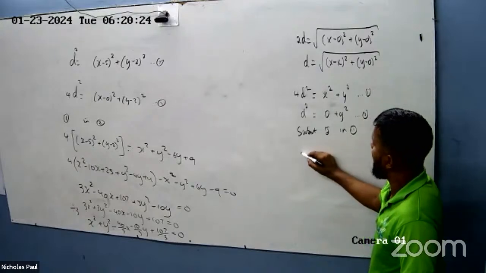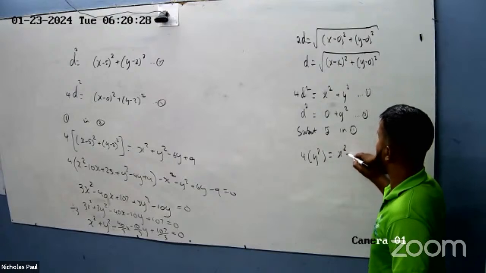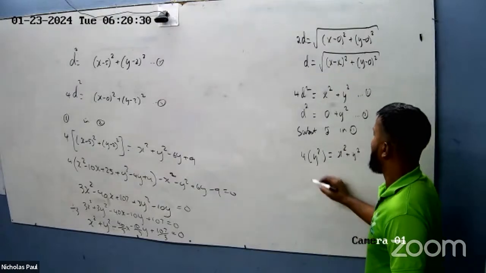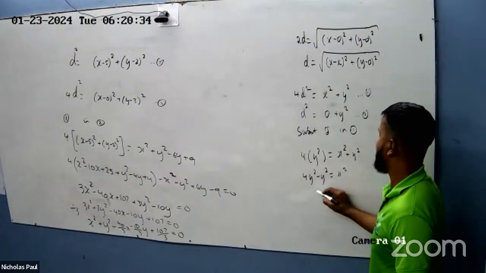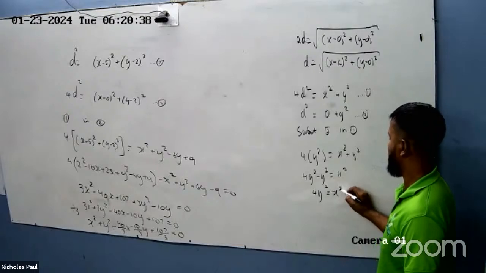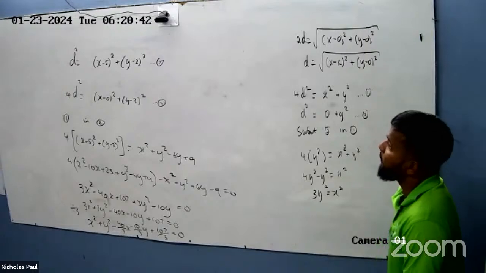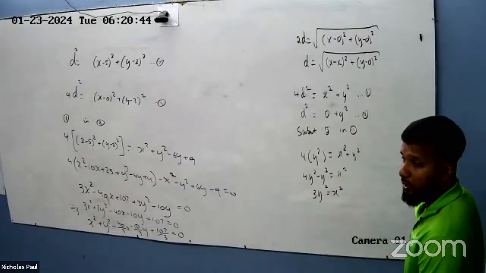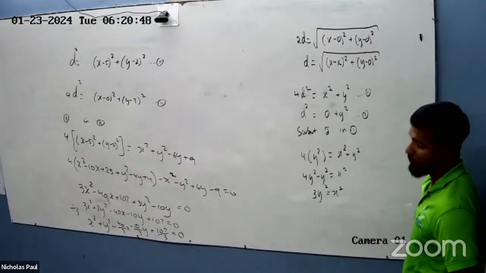So you'll end up with 4y squared is equal to x squared plus... So again, 4y squared minus y squared is... So you're getting 4y squared is equal to... Sorry, 3y squared. Thank you. 3y squared is equal to x squared. That's it. Okay, next one.